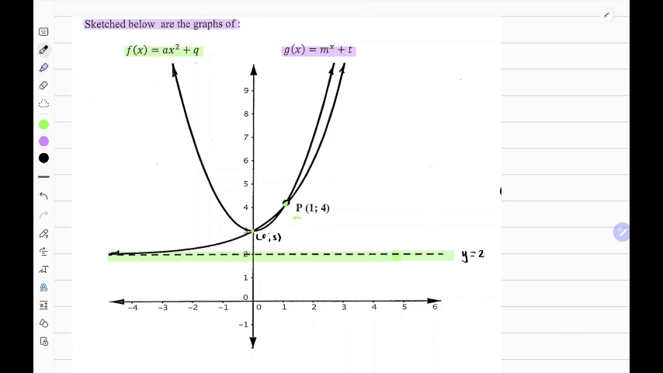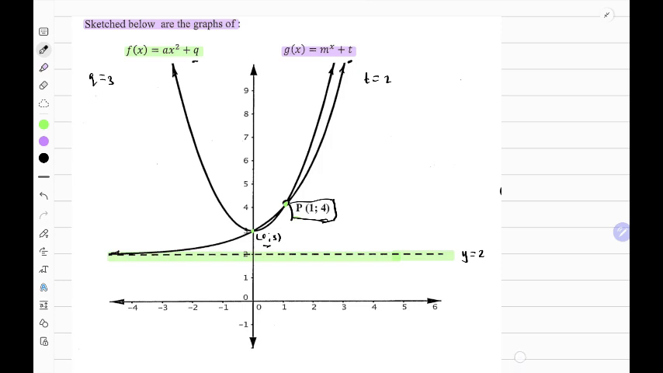On the parabola, q is the y-intercept. We've seen the y-intercept to be 3, so just by observation, we note that q equals 3. And for the exponential, we know that t stands for the horizontal asymptote, so we can already denote t as 2. And then we've got a point P that these two graphs share in common, so we can substitute these coordinates into the equation to find a and m respectively.